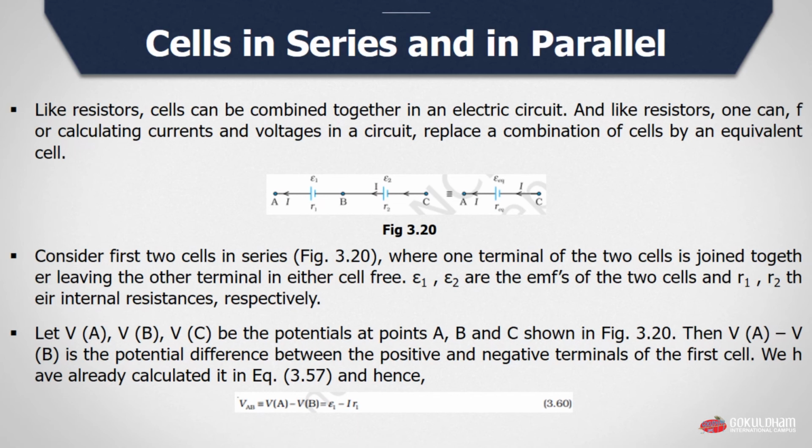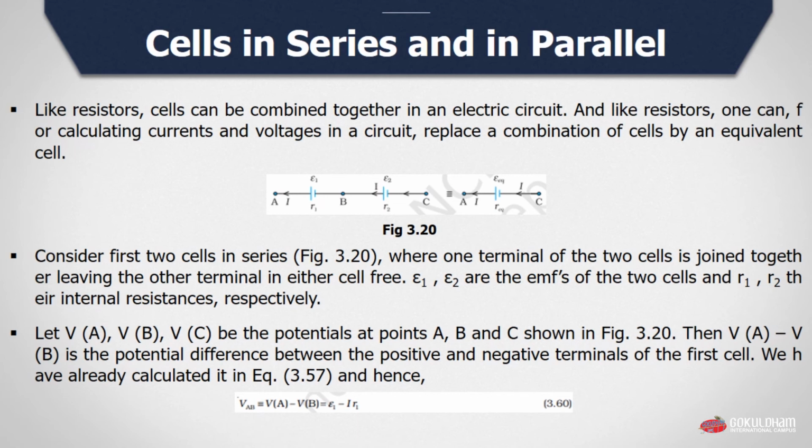Epsilon 1 and epsilon 2, the electromotive force 1 and electromotive force 2, are the EMFs of the two cells, and R1 and R2 are their internal resistances. Sorry, there's a mistake. Our R1 and R2 are the internal resistances respectively for the cells A and B. Now let V_A, V_B and V_C be the potentials at points A, B and C shown in figure 3.20.